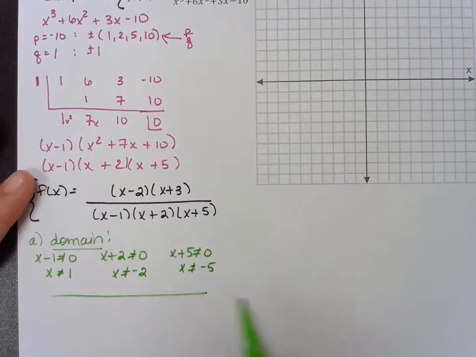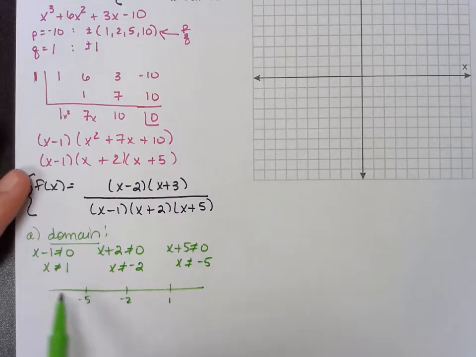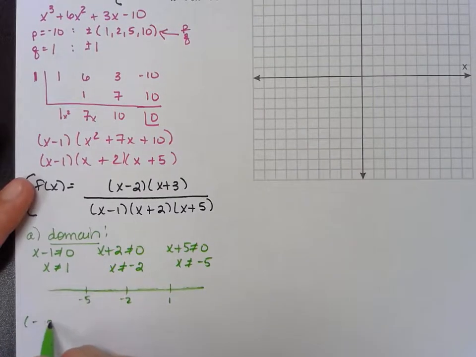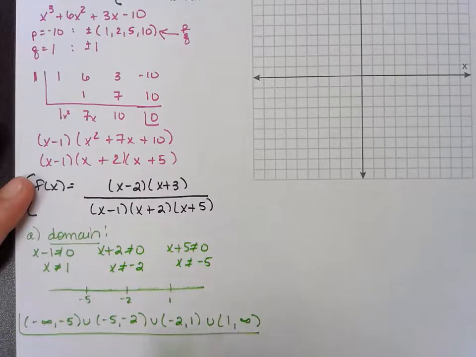Sometimes for this kind, it's better to look at it on the number line. So we have -5, -2, and 1, right? So it's all these, it's all these, it's all these, it's all these. So to write the domain, we have -infinity to -5, -5 to -2, -2 to 1, and 1 to infinity. This is our domain.